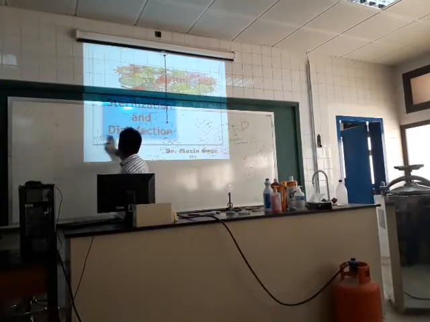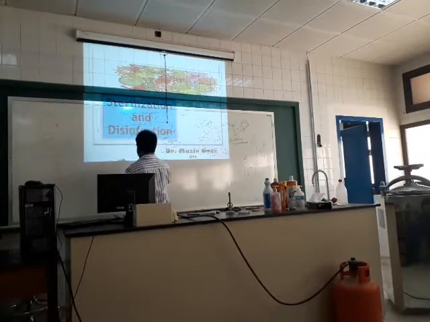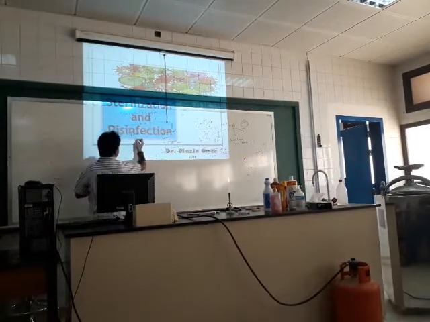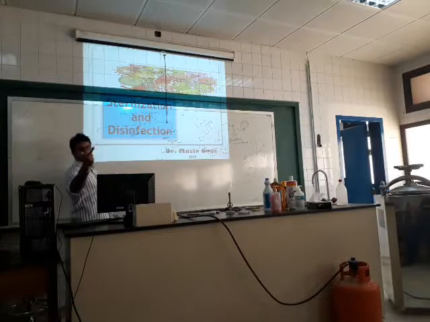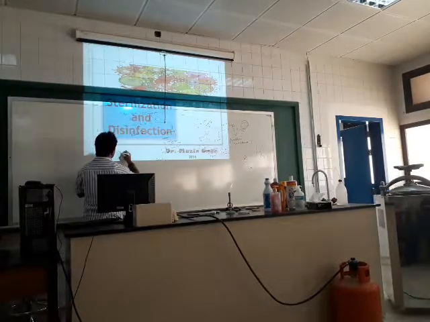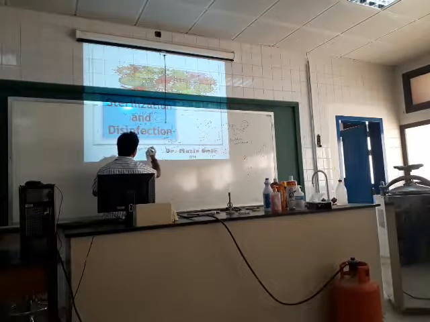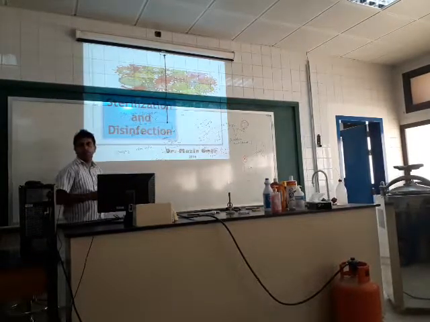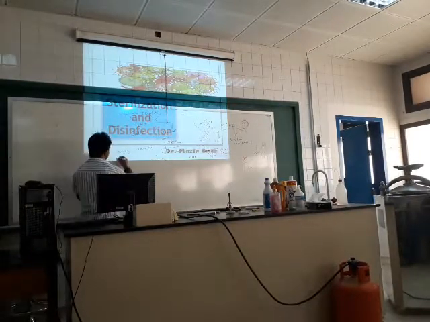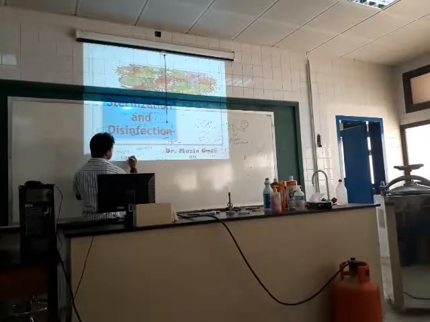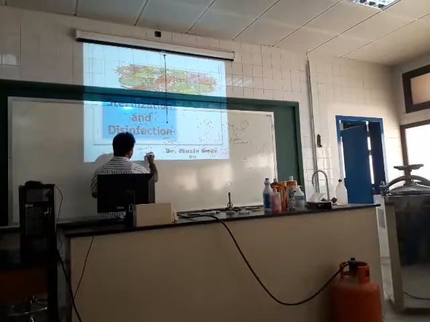Okay, now we see radiation. Radiation is of two types: ionizing and non-ionizing. What's ionizing? It's charged, like gamma rays. Non-ionizing is ultraviolet radiation.